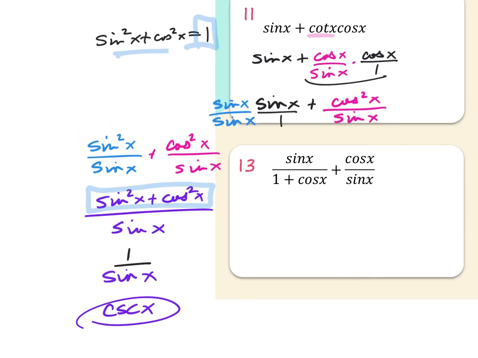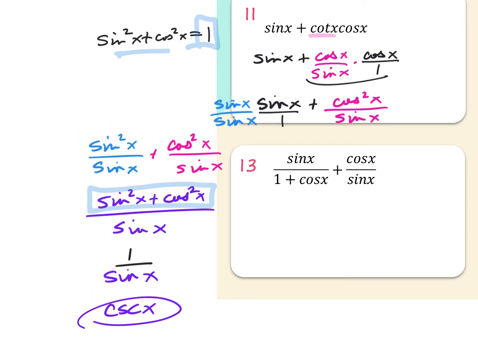So on this one, we used quotient identities. We did multiplication. We found the least common denominator so we could add the fractions. And then we also used a reciprocal identity. So lots of different things, as well as a Pythagorean. So we used everything. Let's try number 12.